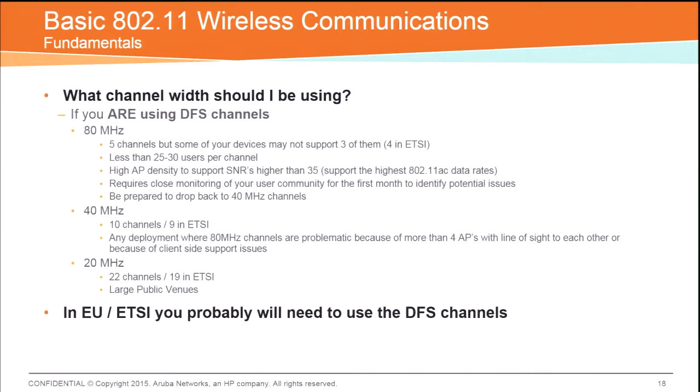If we are using DFS, in that case, we can have 4 80 megahertz channels in ETSI, 9 in 40 megahertz, and for 20 megahertz, you can have 19 separate channels on 5 gigahertz. And I think we can conclude from that that if we are in the European Union or in ETSI, we should probably use the DFS channels, with the remarks that some clients don't support it, and you should take into account that you have a basic coverage on the non-DFS channels.